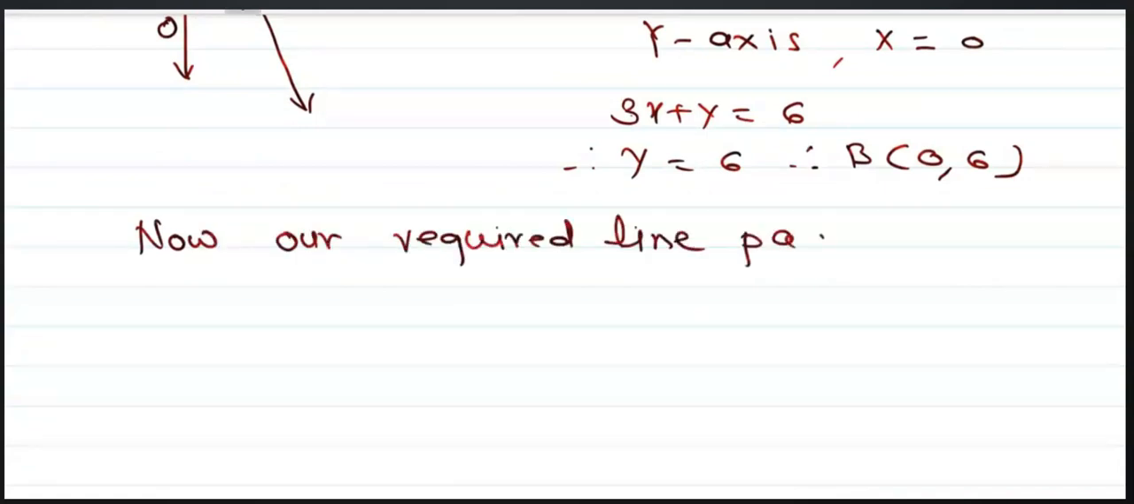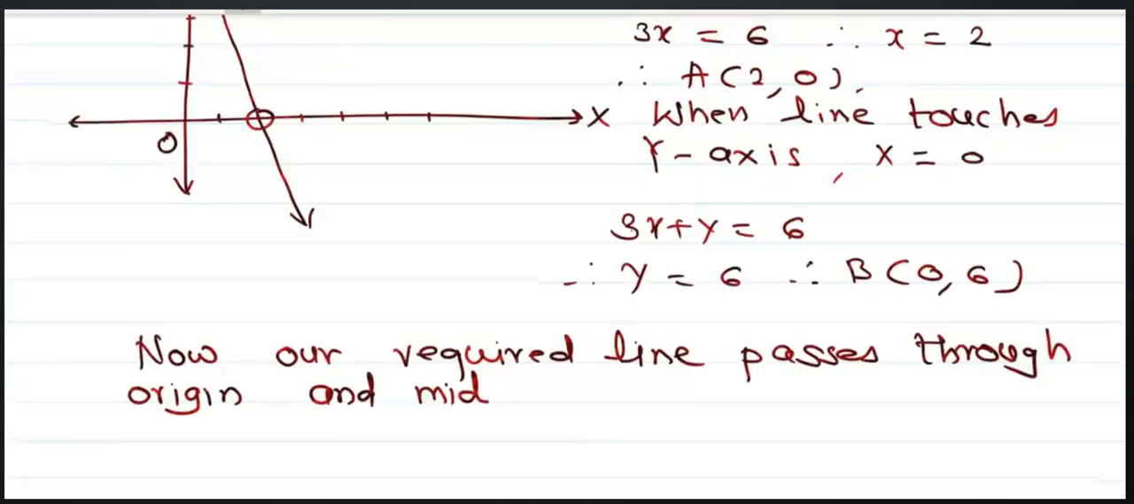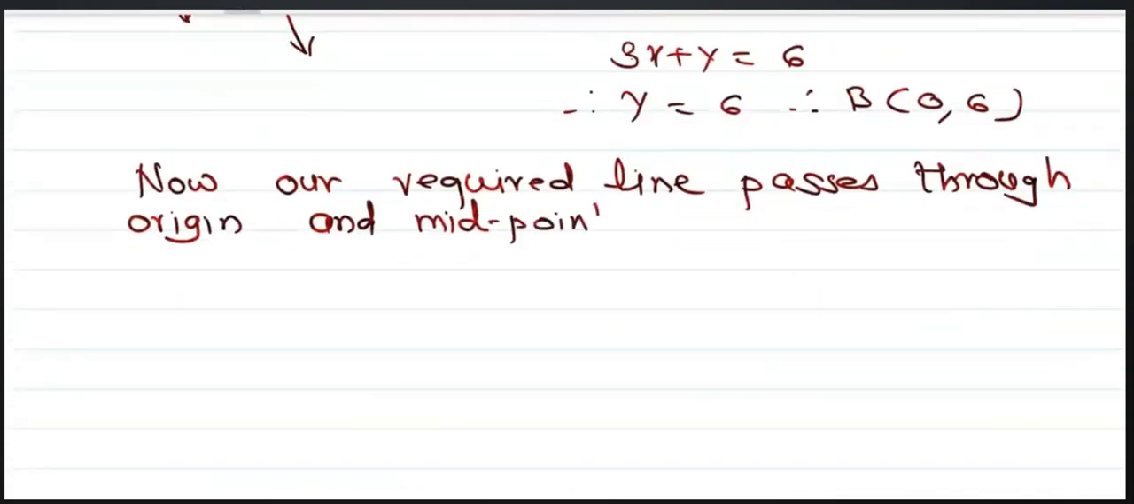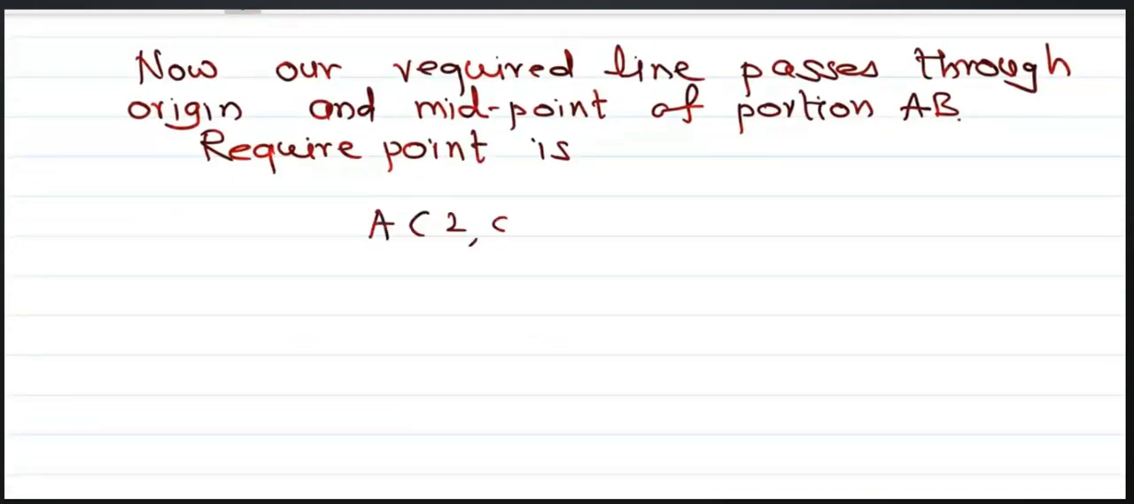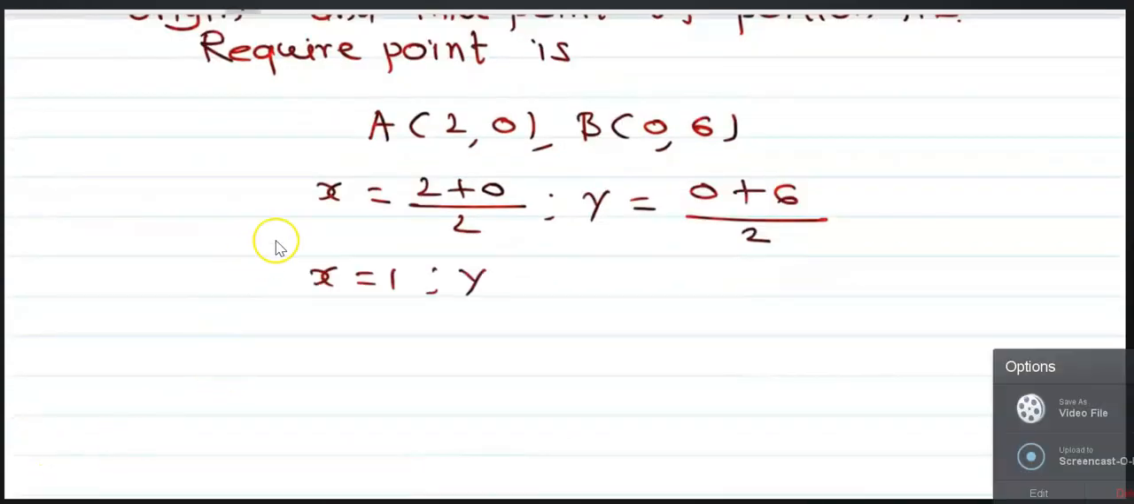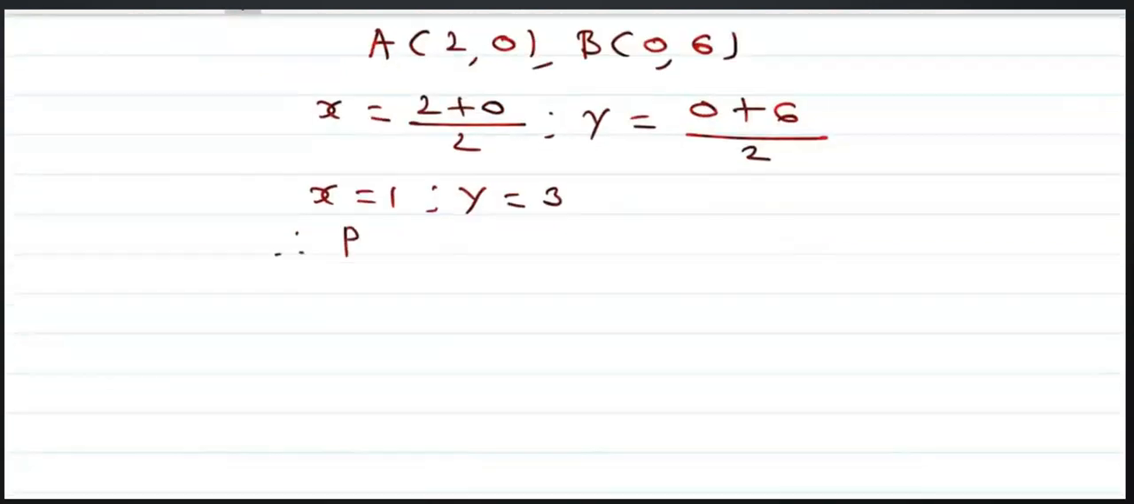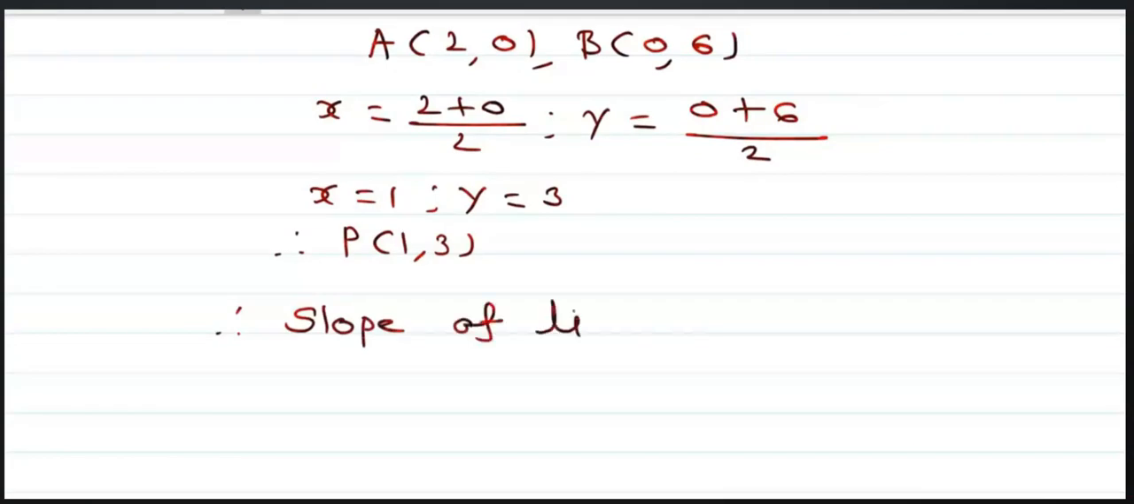Now, our required line passes through the origin and the midpoint of AB. Therefore, the required point is the midpoint of this. That is, 2 plus 0 upon 2 and 0 plus 6 upon 2. 2 upon 2 is 1, so x is equal to 1, and y is equal to 6 upon 2, that is y is equal to 3. Therefore, x is equal to 1 and y is equal to 3.